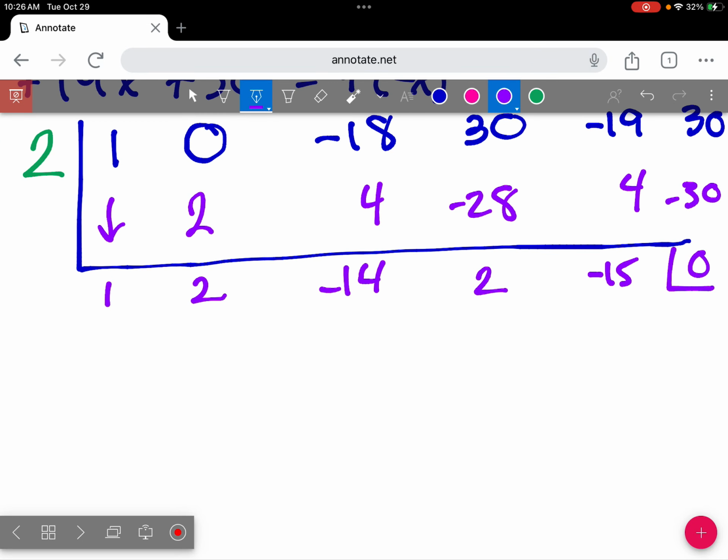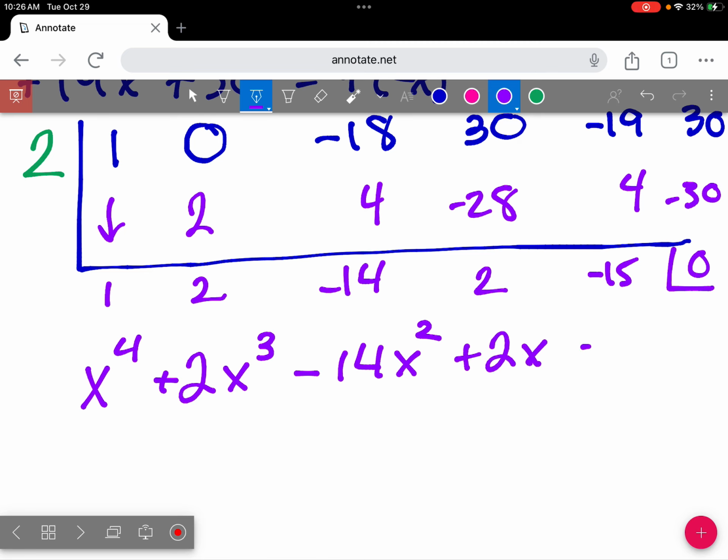Okay, so that leaves me with a polynomial of, instead of x to the 5th, now we're at x to the 4th. So this is x to the 4th plus 2x cubed minus 14x squared plus 2x minus 15. And it doesn't feel like it helped us all that much. However, what is the p for this polynomial? 15. No, we're not going to start from scratch on there.